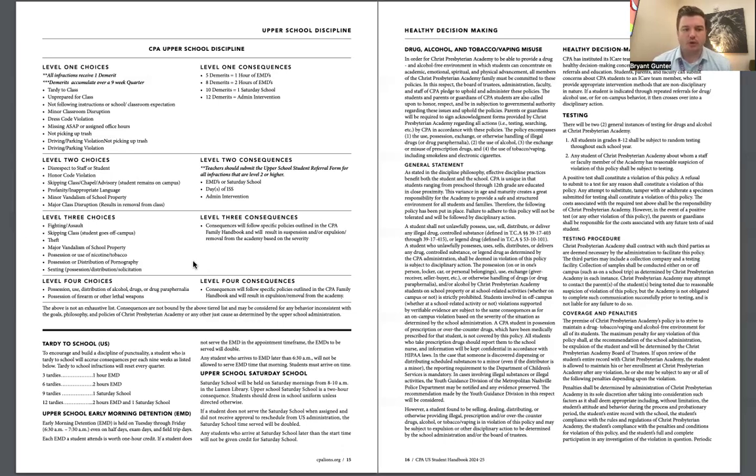For level 4 choices, similar thing there. You have possession or use or distribution of alcohol, drugs, or drug paraphernalia, or possession of firearm or lethal weapons. The consequences will follow the specific policies in the handbook, and they will result in expulsion or removal from the academy. So you see right there, if you have possession or you distribute or you have any drugs or alcohol on this campus, it will result in expulsion or removal from the academy.